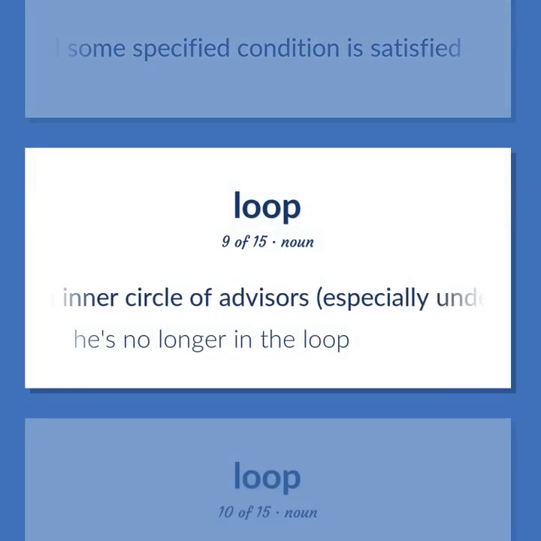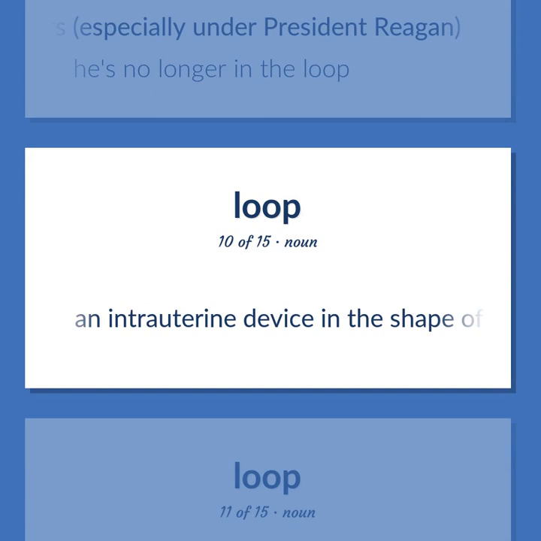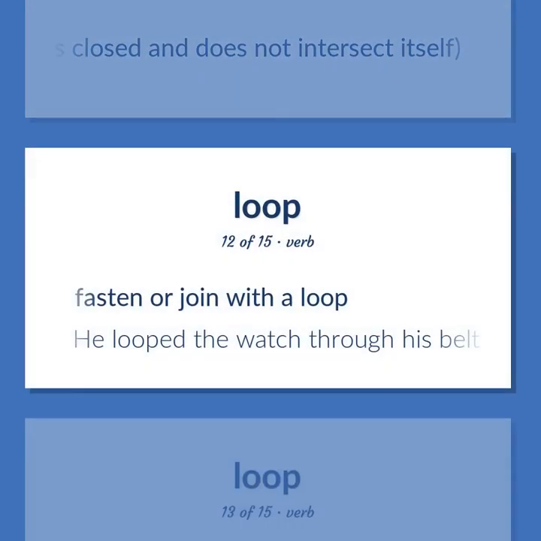An inner circle of advisors, especially under President Reagan. He's no longer in the loop. An intrauterine device in the shape of a loop. Anything with a round or oval shape, formed by a curve that is closed and does not intersect itself. Fasten or join with a loop. He looped the watch through his belt.